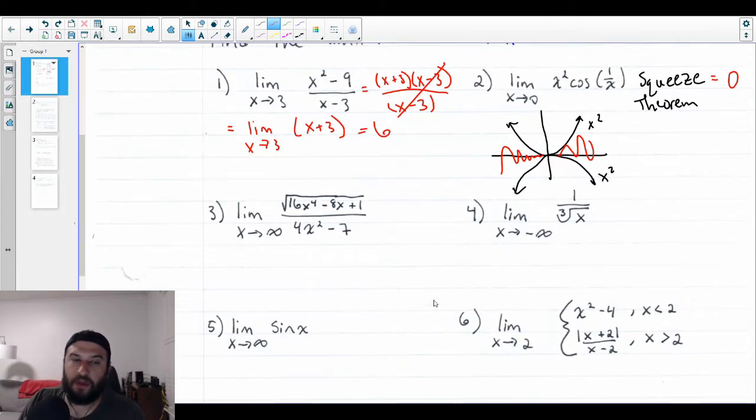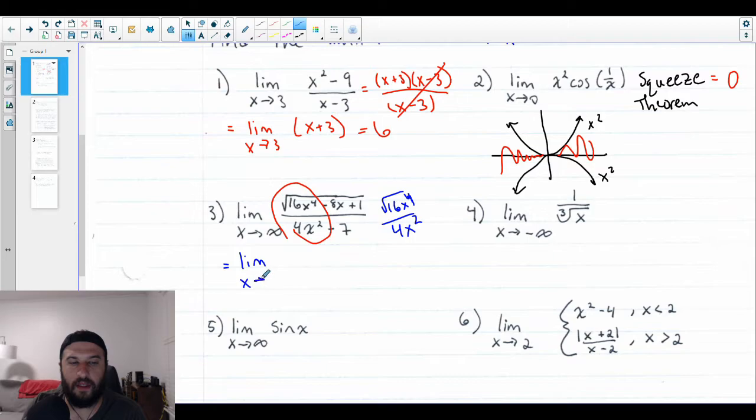Taking a look at number 3, remember as x approaches infinity, I only really care about the biggest exponents on top and bottom. So if I just look at the square root of 16x to the 4th, that's a 4, over 4x squared. I can simplify that a little bit. That would be the limit as x approaches infinity of the square root of 16, which is 4, x squared over 4x squared. Hey, that all cancels out to 1.